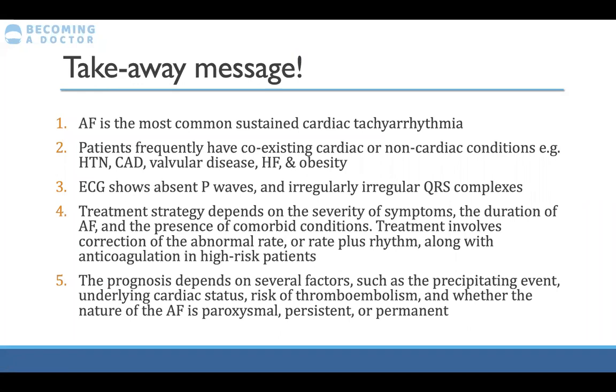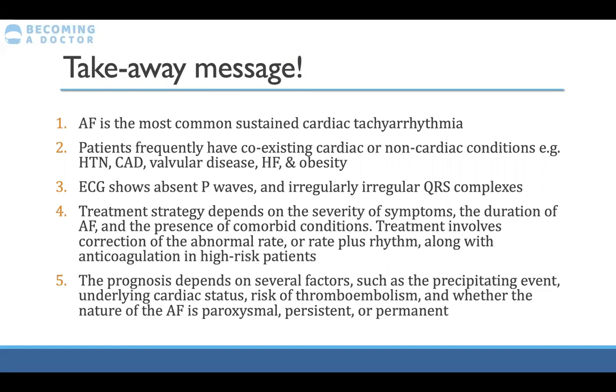Cool. And so just a couple of takeaway messages just to end the tutorial and to summarize what we've covered. So firstly, AF is one of the most common sustained supraventricular tachyarrhythmias worldwide. Patients that present with AF will frequently have other coexisting cardiac and other non-cardiac conditions like hypertension, coronary artery disease, valvular disease, heart failure, and obesity. When diagnosing AF, you really want to be looking at the ECG trace, which shows an absence of a P wave and an irregularly irregular QRS complex.